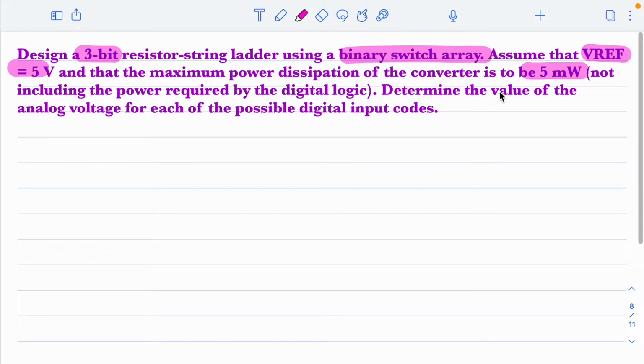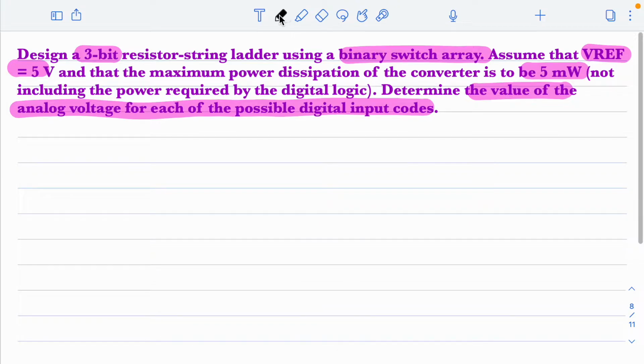The question is to design. Design in the sense that we should design the component values, which in this case are resistor values, and also determine the value of the analog voltage for each possible digital input code. It's a pretty straightforward question. I'll just tell you how to proceed with this, and you can do it along with me.